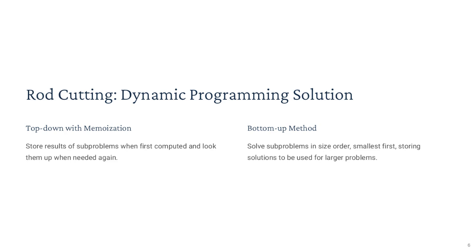This ensures each subproblem is solved only once, significantly improving efficiency. The bottom-up method solves subproblems incrementally, starting from the smallest. Each solution is stored and reused to solve larger problems. For the rod cutting problem, the algorithm computes the maximum revenue for a rod of length 1, then length 2, and so on, until the solution for the entire length is reached. Both methods transform an otherwise exponential problem into a polynomial time solution, achieving Θ(n²) time complexity.